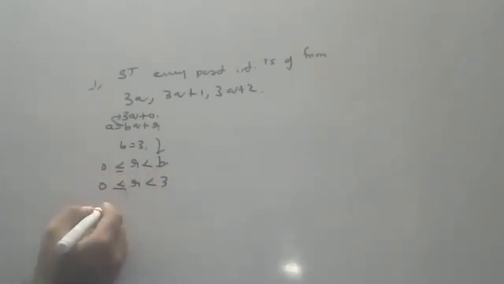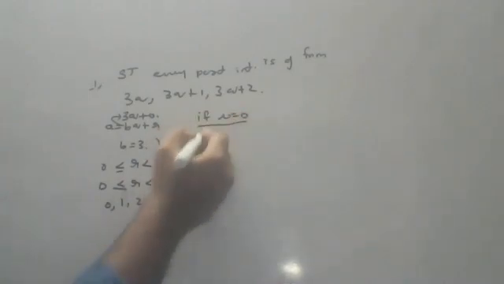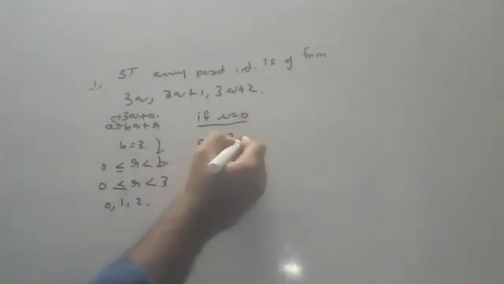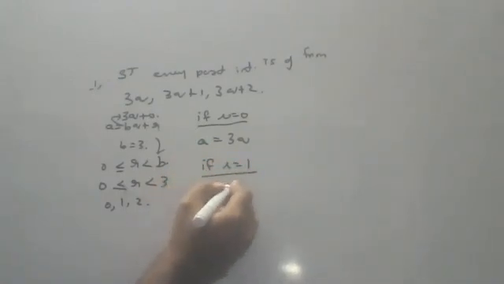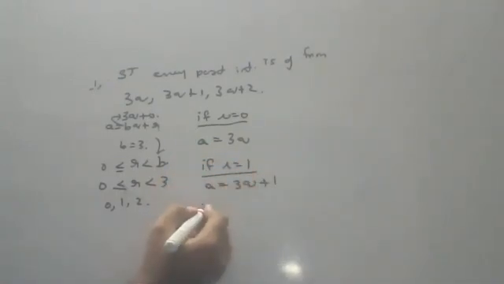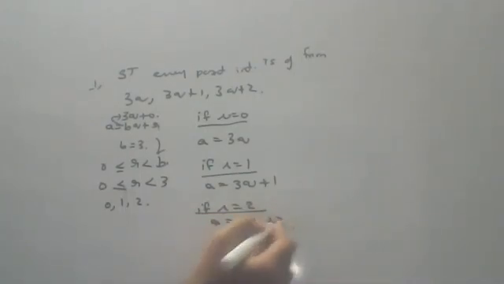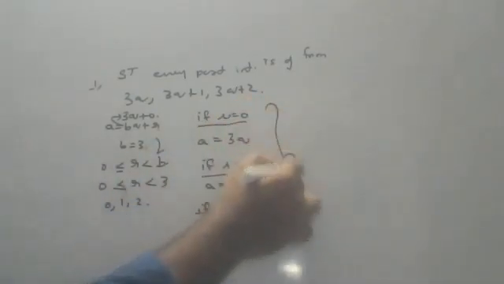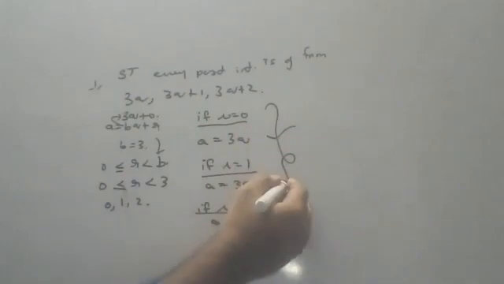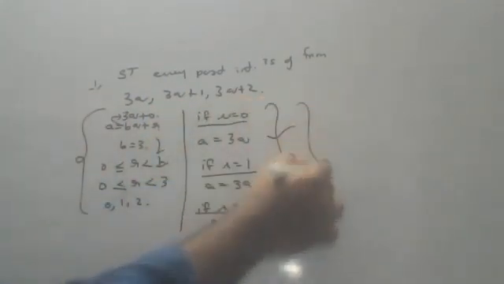So 0 and 3 means 0, 1 and 2. If remainder is 0, then we can write A is equal to 3q plus 0. If remainder is 1, A is equal to 3q plus 1. If remainder is 2, A is equal to 3q plus 2. If remainder is 3, it won't come because it is less than 3 only. That's all. This is the answer. He's asking to show 3q, 3q plus 1, 3q plus 2. You have shown this step and this step. That's all. Sum is over.